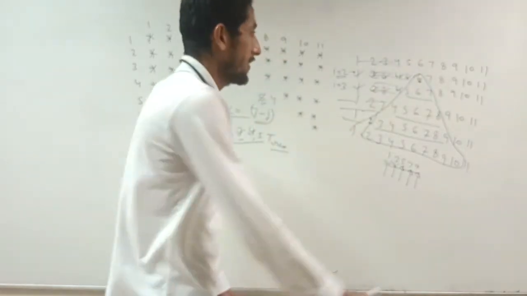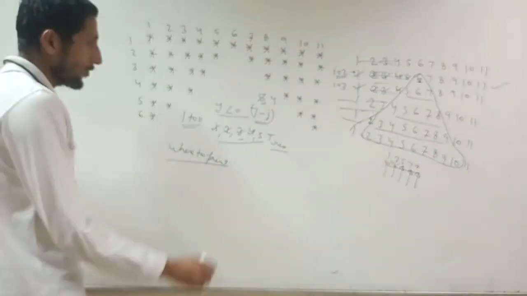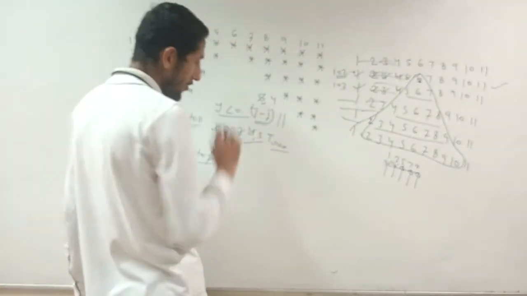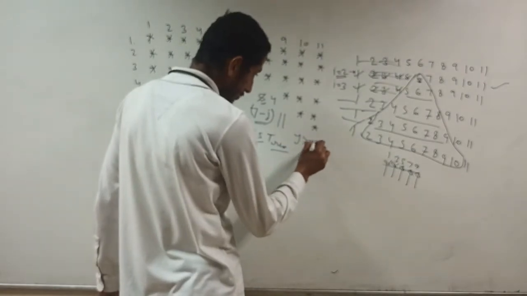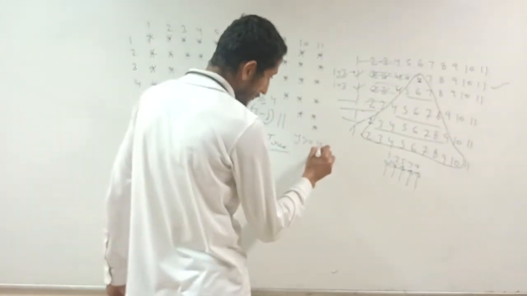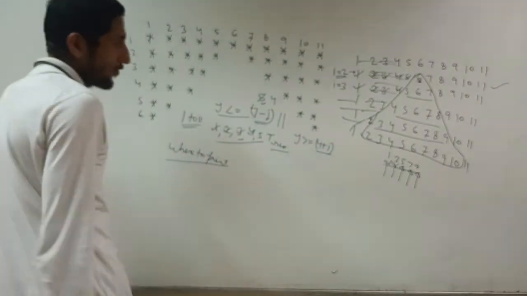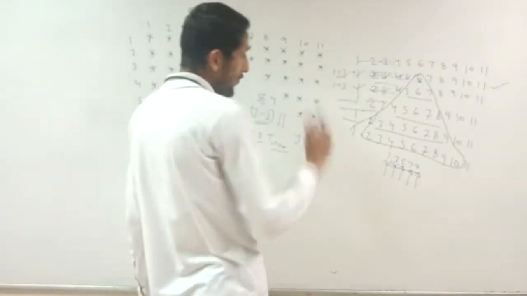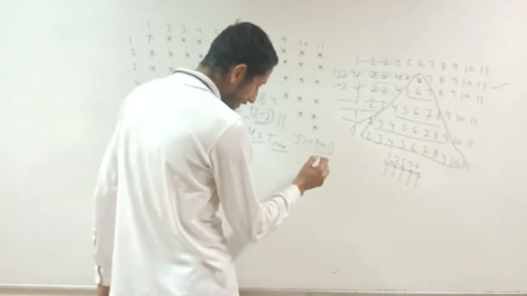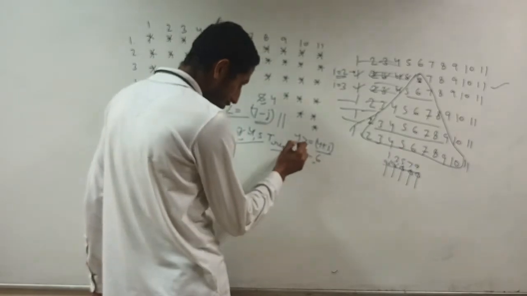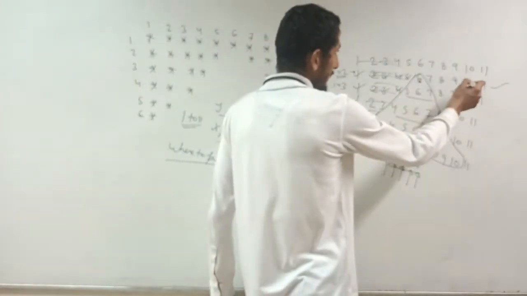But what is remaining? The right part is still remaining. So what can I do? I can put one more condition in an OR: value of j greater than or equal to 4 plus I. So what is the value of I? The value of I is 2 for row number 2. So it becomes 4 plus 2, 6. It means all the values of j greater than 6, that is 7, 8, 9, 10, 11.